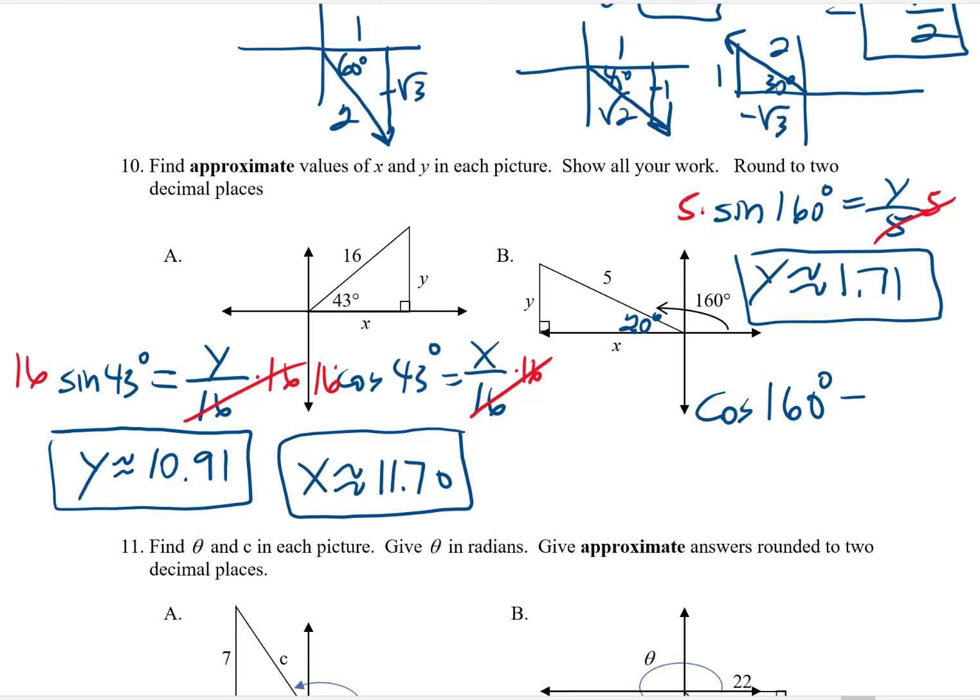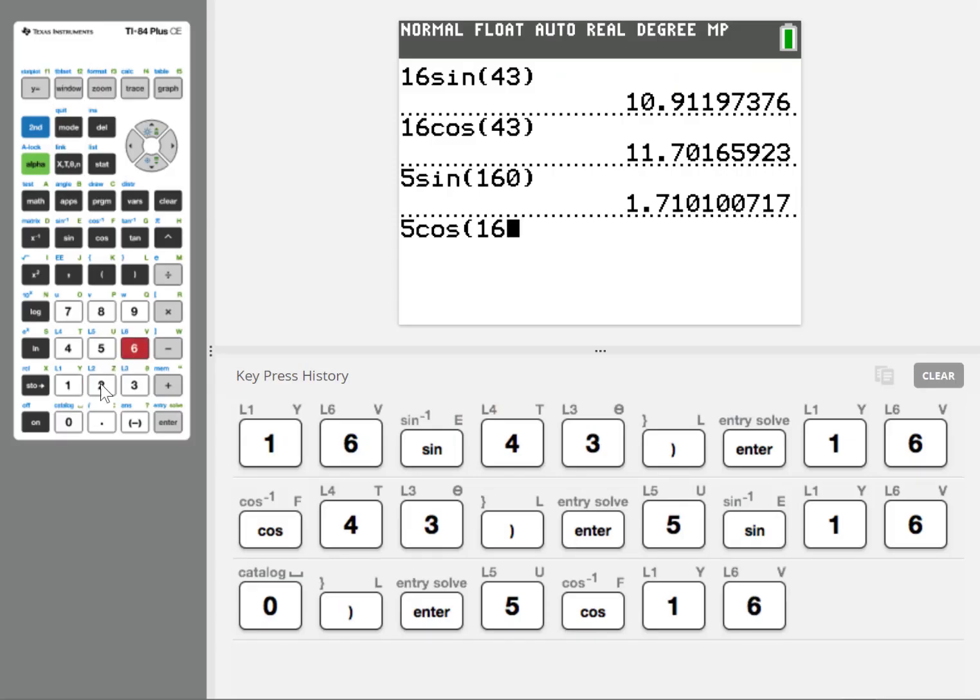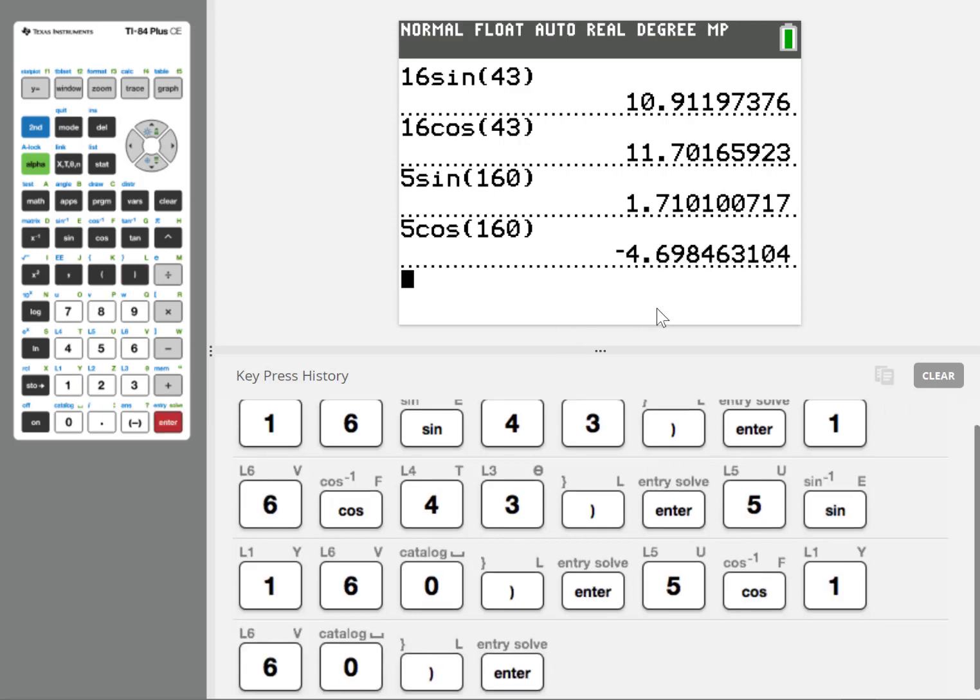And then I could set up a similar situation for x using the cosine function. Cosine 160 degrees would be x over 5. And then get the x by itself and type that into the calculator. 5 cosine 160. And that comes out negative 4.70 to 2 places.